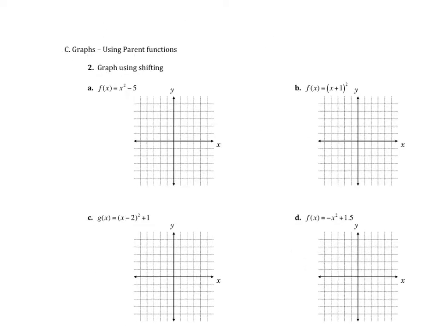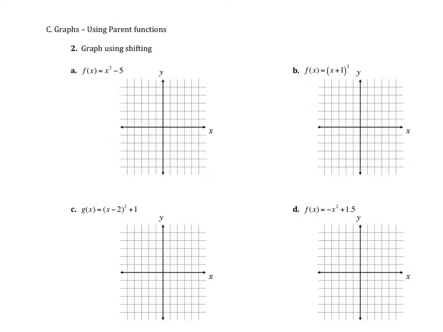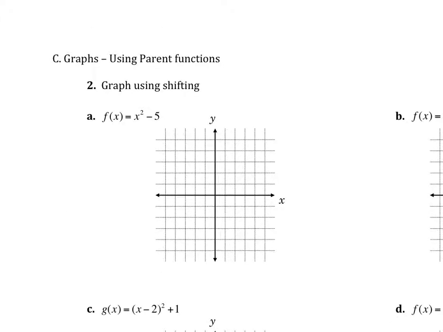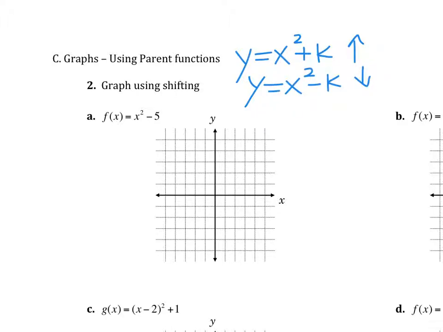Backside. All right, now we're going to graph by shifting. This should not be scary to you. It should be exactly what you did back in chapter 2. It's kind of like a refresher. If we have y = x squared plus k, then I'm going to shift my graph up. If I have y = x squared minus k, I'm going to shift my graph down. So if you want to write that down, you can. If you remember it, great.